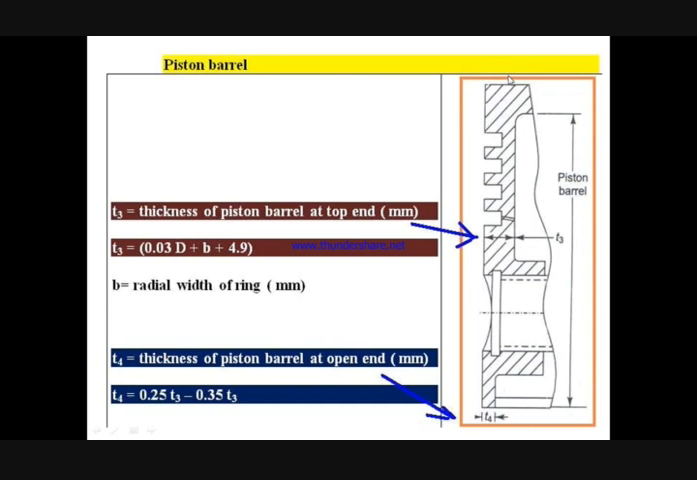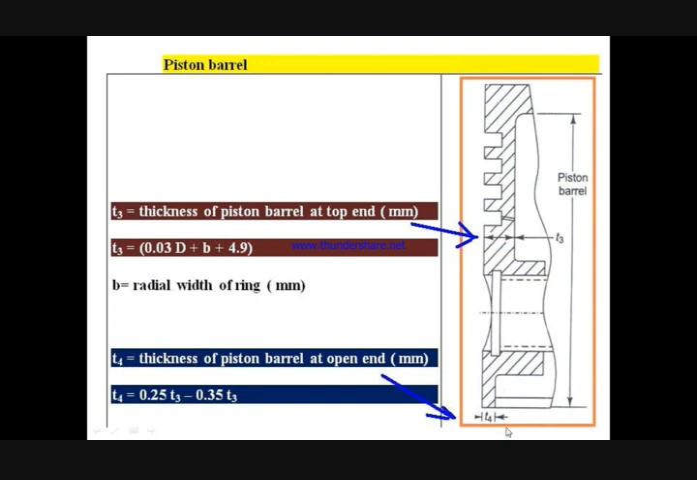Next is the piston barrel. This complete portion is called the piston barrel. This is called the top land, and from this point to this point it is called the ring section, and from this point to this point it is called the piston skirt. The value of T3 is given by T3 equal to 0.03 D plus B plus 4.9, where D is the bore diameter and B is the radial width of the ring. We have to substitute the values of B and D in mm here, and the T3 value will be in mm.